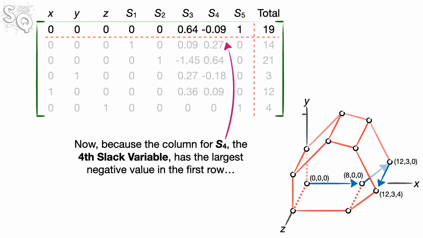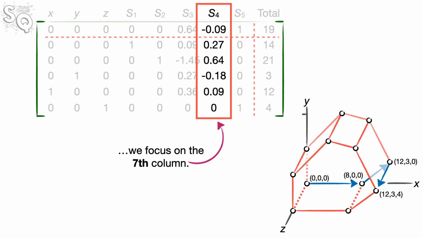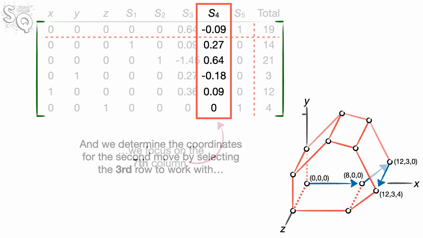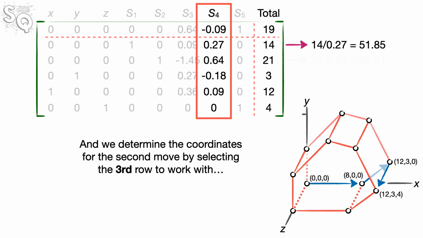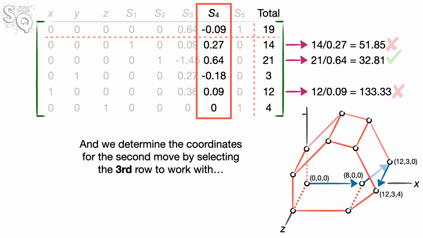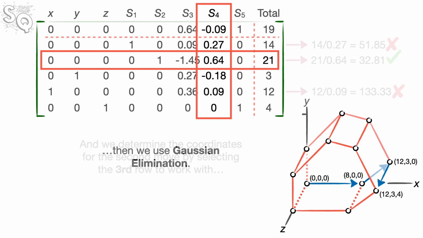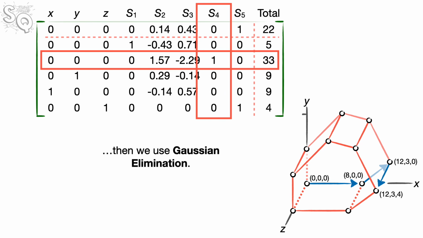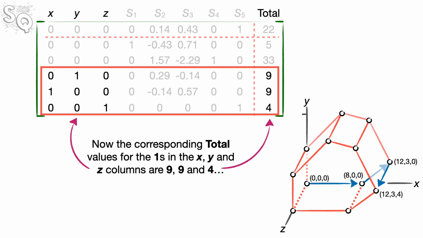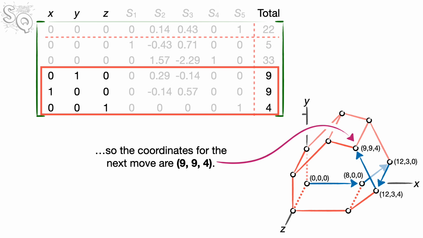Now, because the column for S4, the fourth slack variable, has the largest negative value in the first row, we focus on the seventh column. And we determine the coordinates for the second move by selecting the third row to work with. Then we use Gaussian elimination. Now the corresponding total values for the ones in the x, y, and z columns are 9, 9, and 4. So the coordinates for the next move are 9, 9, 4.